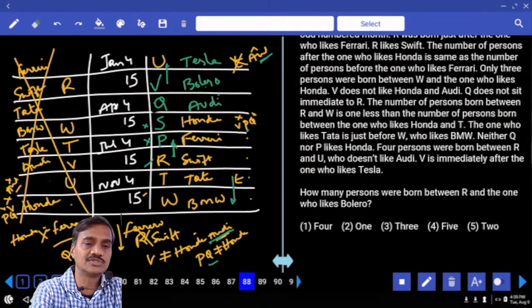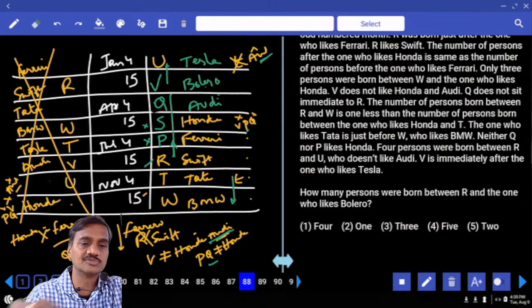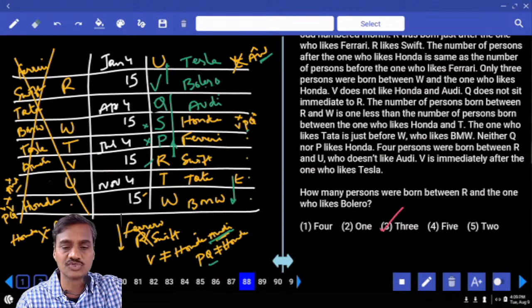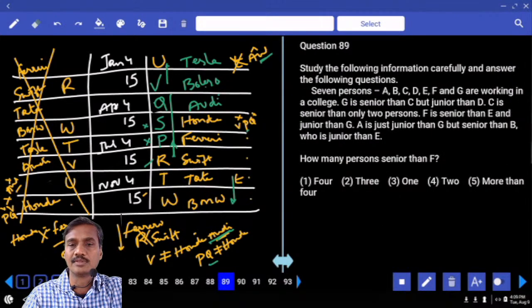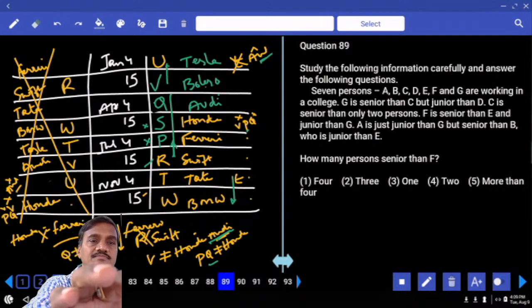Now, R is here, Bolero is here. There are only 3 persons between these two, P, Q, and S. Choice 3, question number 88. 88, it is choice 3. Then, 89 onwards.